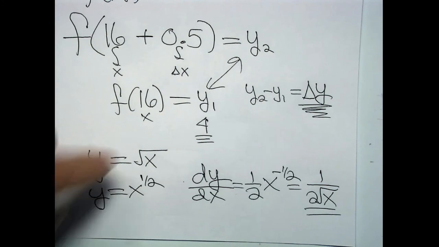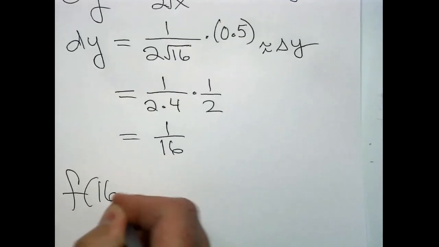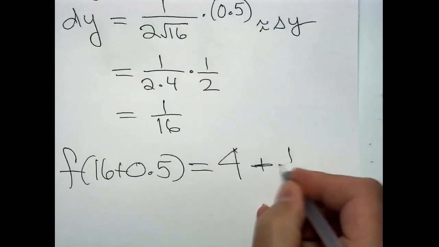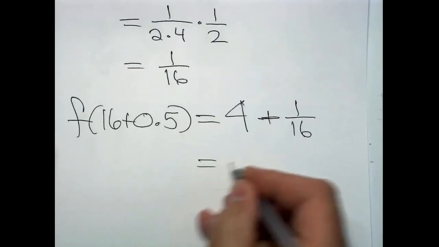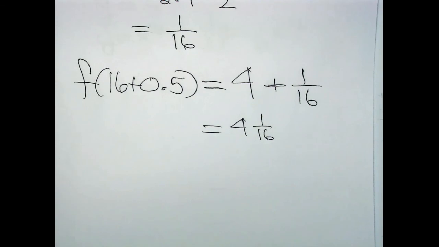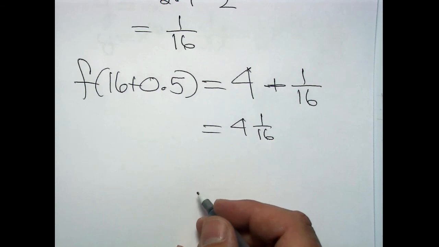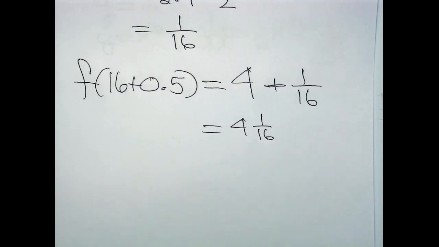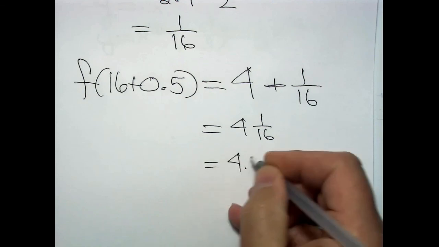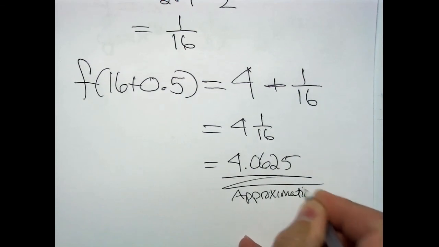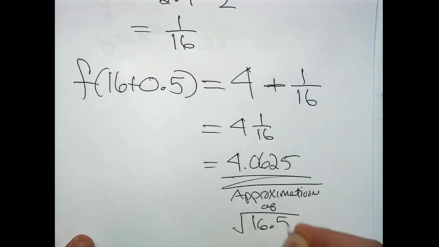Delta y is 1/16. These two will be off by 1/16. So what does that tell us? So we already had the 4 part, and now we know how far off they were by 1/16. 4 and 1/16. Let's see how good this was. So what is the actual square root of 16 and 1/2? Well, 4 and 1/16 is 4.0625. And that's our approximation of the square root of 16.5.